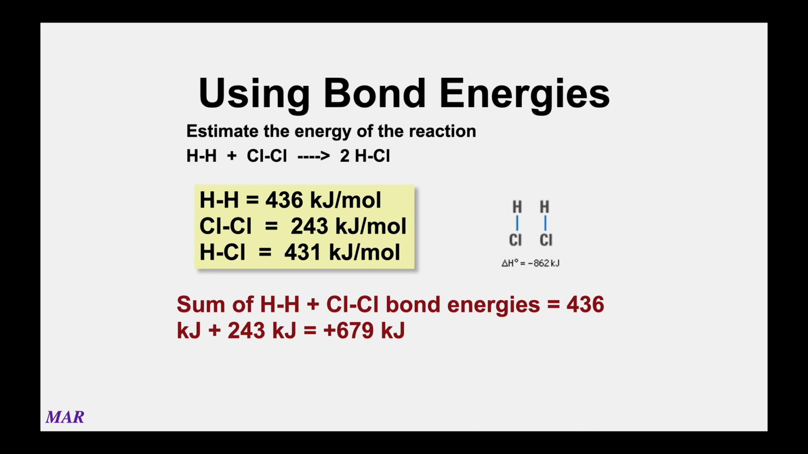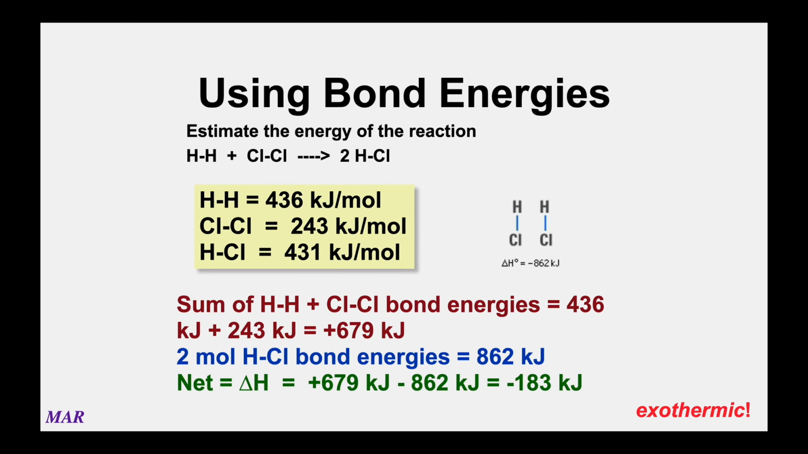kilojoules. That's the bonds broken. Now bonds formed: we're forming 2 HCl bonds, so 2 times 431, the value there is 862. Then finally, bonds broken, 679, minus bonds formed, 862, comes out to negative 183 kilojoules. So sure enough, this is an exothermic reaction. Energy is given off when the HCl is made.